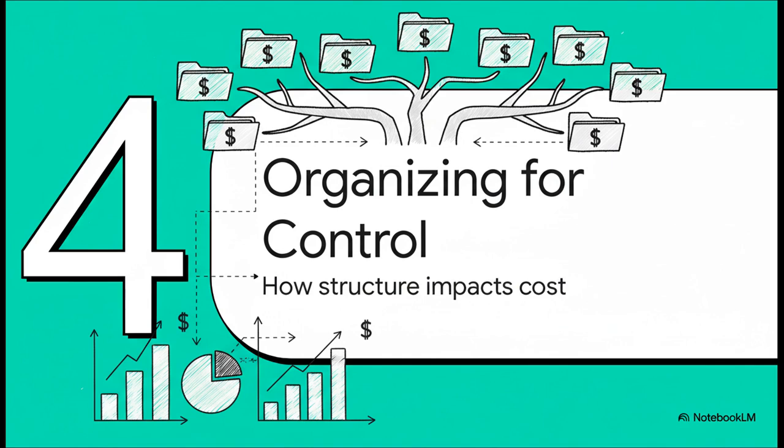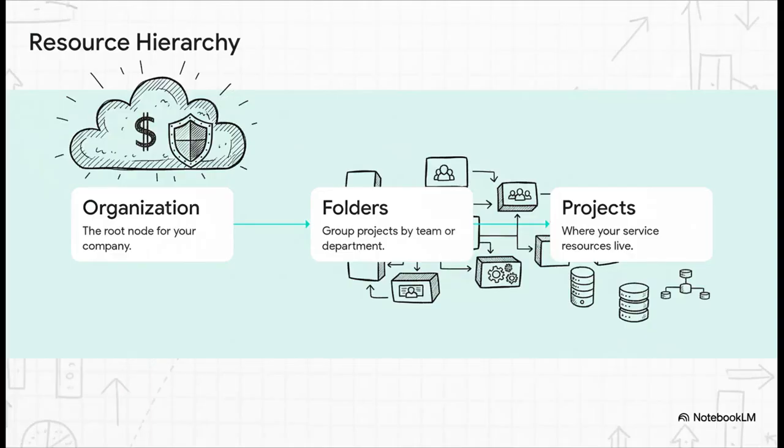Now, let's switch gears for a second and talk about structure. How you organize your projects and folders inside Google Cloud, it's not just about being tidy. It has a direct and, frankly, massive impact on how well you can track and manage your costs. So let's do a quick flyby of the hierarchy. At the very top, you have the organization. That's your whole company. Inside that, you can use folders to group things, maybe by team or by environment, like production and staging. And then, finally, you have projects. That's where all your actual stuff lives, your virtual machines, your databases, all of it.